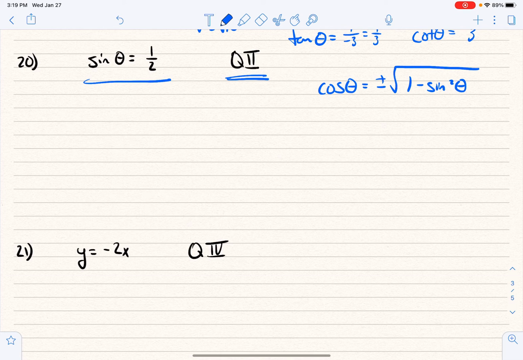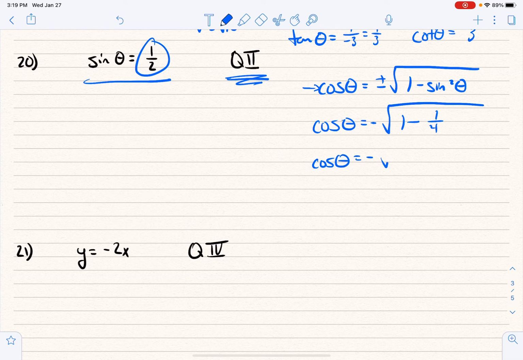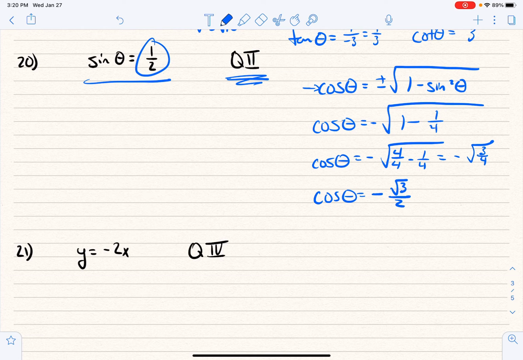Now in quadrant 2, we know that cosine, dealing with x, is going to be negative. So I can take that part out and say I know it's going to be negative square root of 1 minus, we're going to take this and square it, 1/2 times 1/2 is 1/4. So 1 minus 1/4, that's the same thing as 4/4 minus 1/4, which would make this a negative square root of 3/4. I know the square root of 4, so therefore cosine theta would have to be negative square root of 3 over 2. And once I have that, I'm going to go ahead and write down all 6, even though it only asked me for 3.